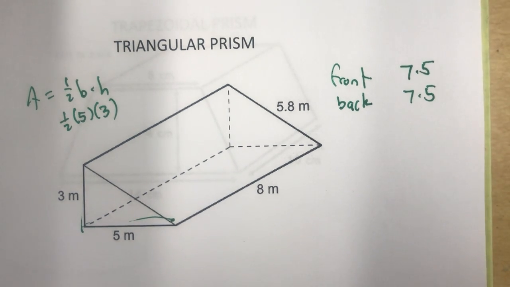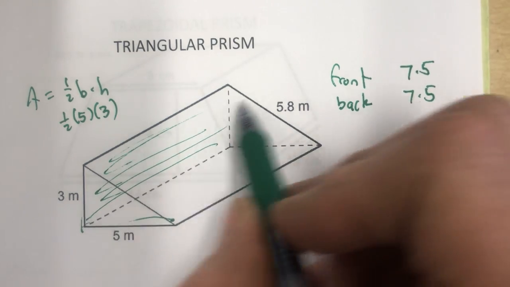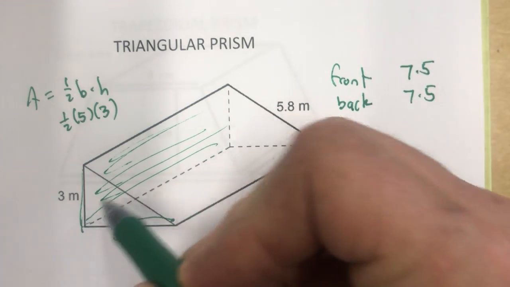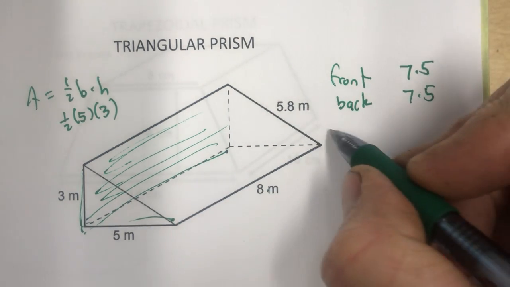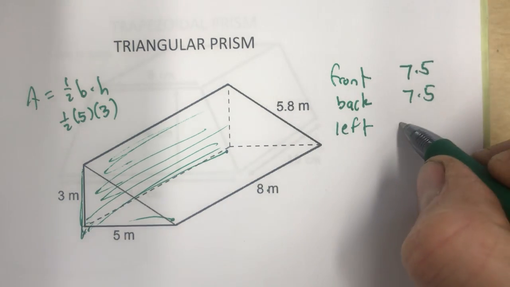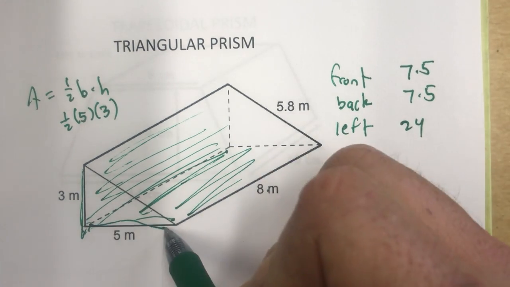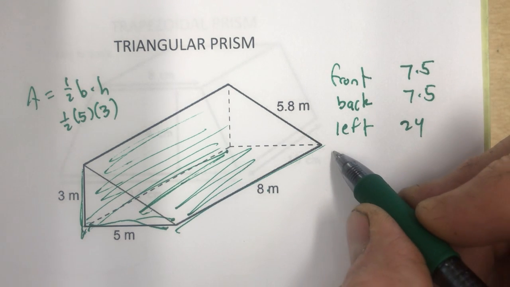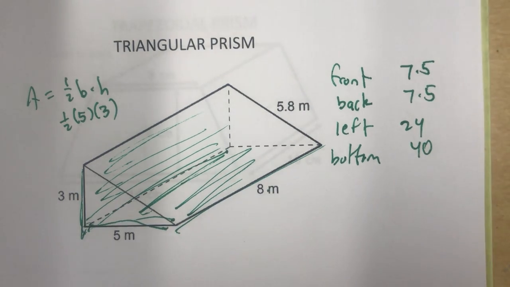Okay. Now going around this prism, it looks like we got this left piece right here in the back here. It's 3 tall, and look how long it is, 8. So it's 3 times 8, which is 24. So that's the left. It's 3 times 8, 24. The bottom down here, look, it's 5 long and 8. The bottom, 5 times 8 is 40.